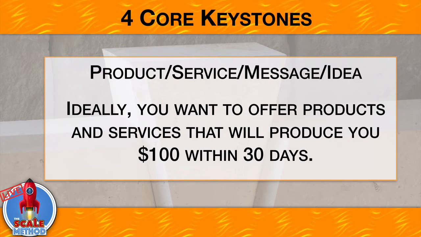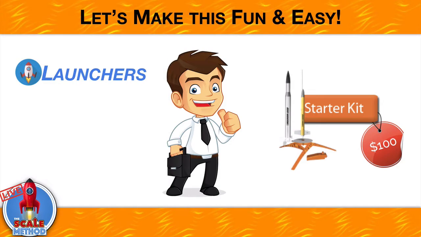All right, your product, service, message, and idea. Ideally, you want to offer products and services that will produce you at least $100 within the first 30 days. And ideally, multiple products. But for example, here, Launchers has a starter kit for $100. That's perfect. That's something great that they can at least get started with.